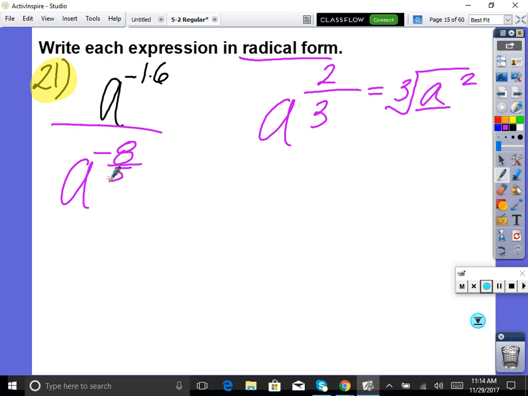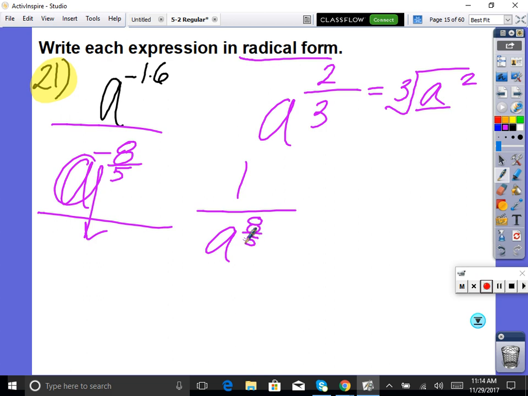Okay, now we can rewrite it as a radical, but first we need to take care of the negative exponent. We know we take care of that by flipping our base over a fraction, right? So we would have a 1 on top and on bottom a to the positive 8/5. Now we've got to rewrite it as a radical. So what's my root? Yep, good. The 5th root of a to the what power? 8. We don't need to simplify it, just says rewrite it in radical form. We've achieved the goal. Okay.